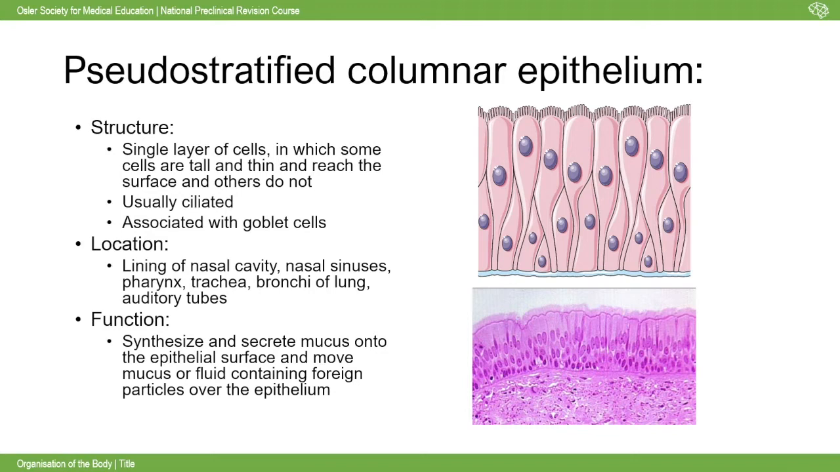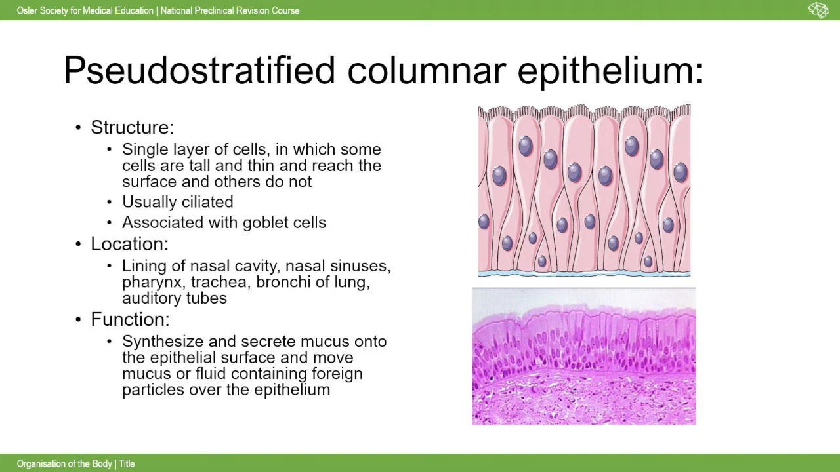So these are typically ciliated, so that may help you identify whether it's pseudostratified columnar epithelium, and they're also typically associated with goblet cells, which we'll cover in a minute. So these are found lining the nasal cavity, nasal sinuses, pharynx, trachea, bronchi of lung, and auditory tubes. The function of these epithelia is often to synthesize and secrete mucus onto the epithelial surface and move mucus or fluid containing foreign particles over the epithelium.